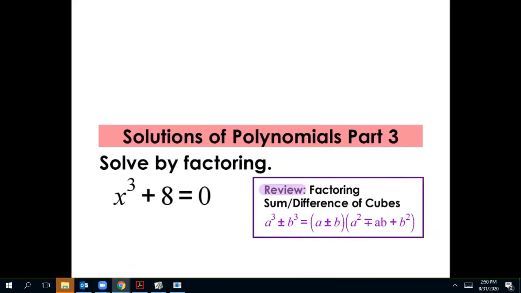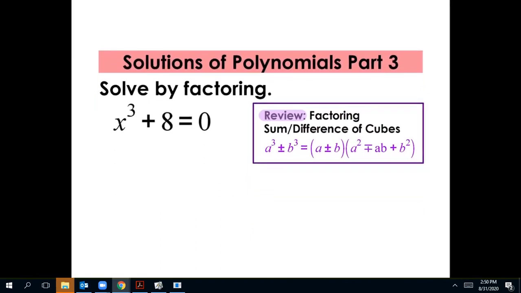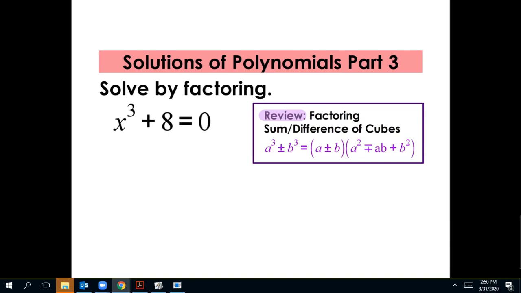This first example is going to be a review of factoring, but I don't know if everyone remembers the factoring rule for a sum or difference of cubes, so I placed it here. You can tell something is a sum or a difference of cubes when it has two terms and they're both perfect cubes. So x cubed is a perfect cube and 8 is a perfect cube. That is 2 cubed, by the way.